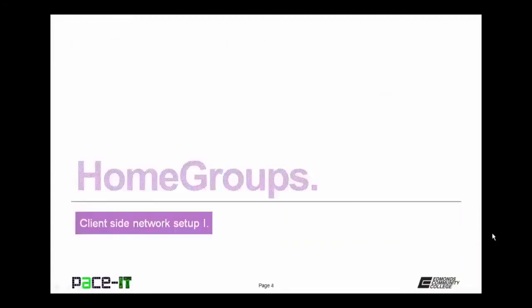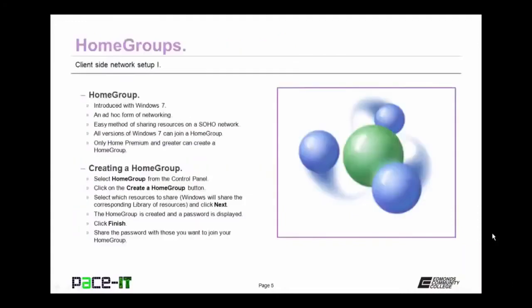So of course we begin by discussing home groups. Home groups were introduced with Windows 7. You can think of home groups as a form of ad hoc networking. Microsoft calls it the easiest method of sharing resources on a small network. All versions of Windows 7 and newer can join home groups, but only Home Premium and higher versions can create them. So how do you create a home group?